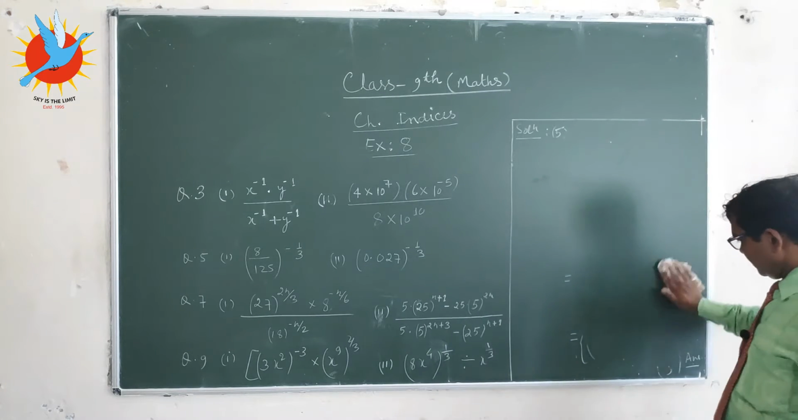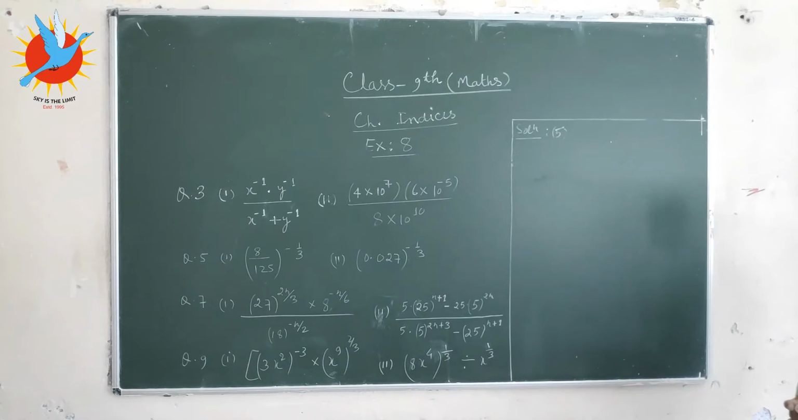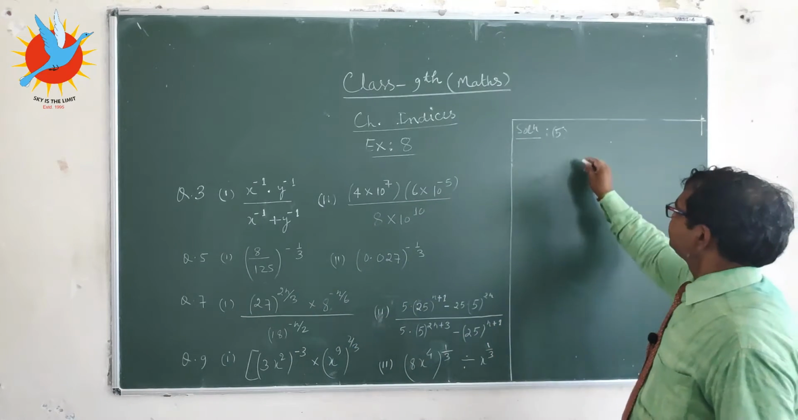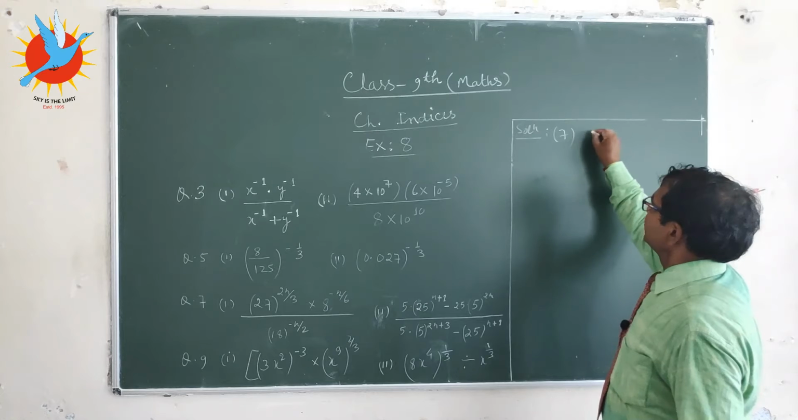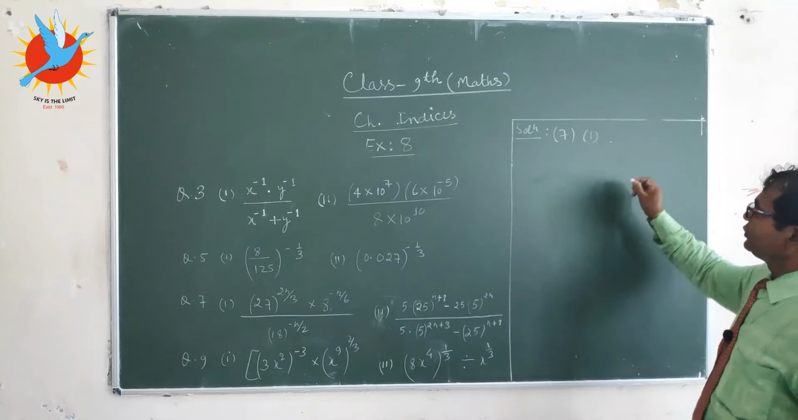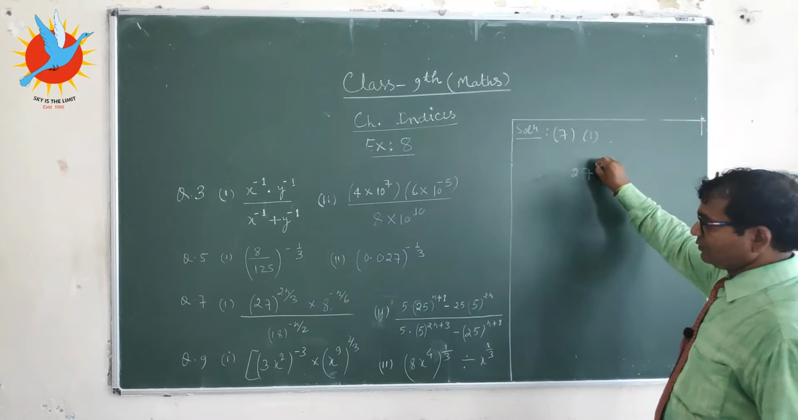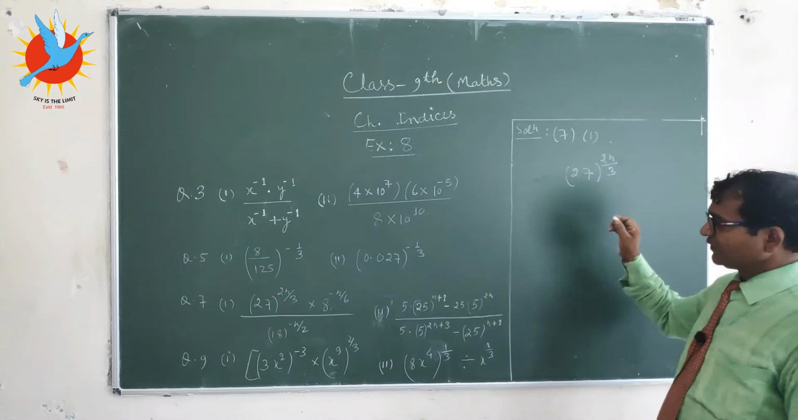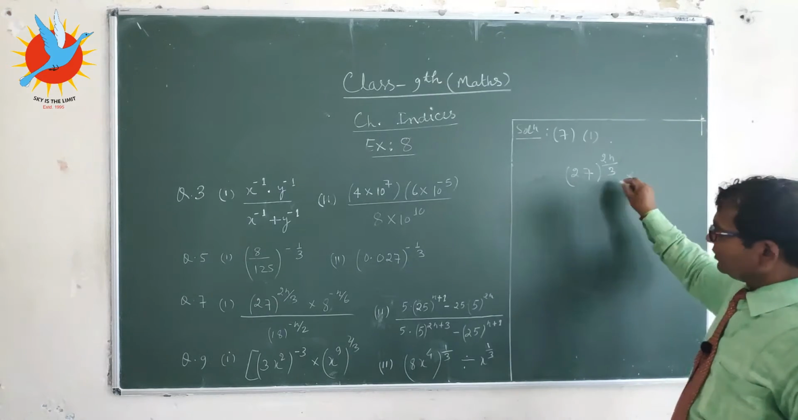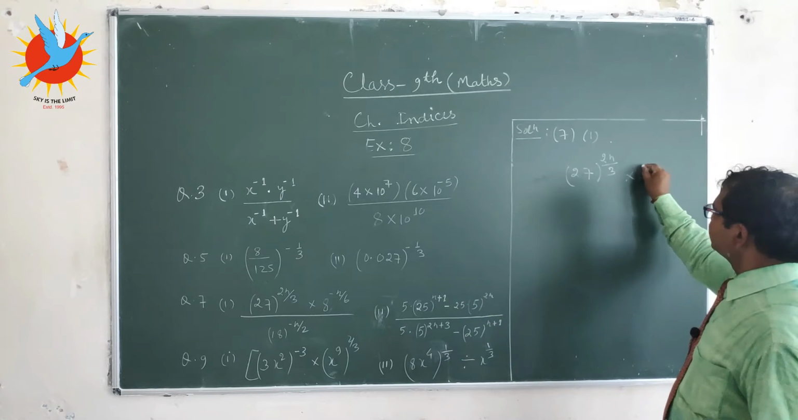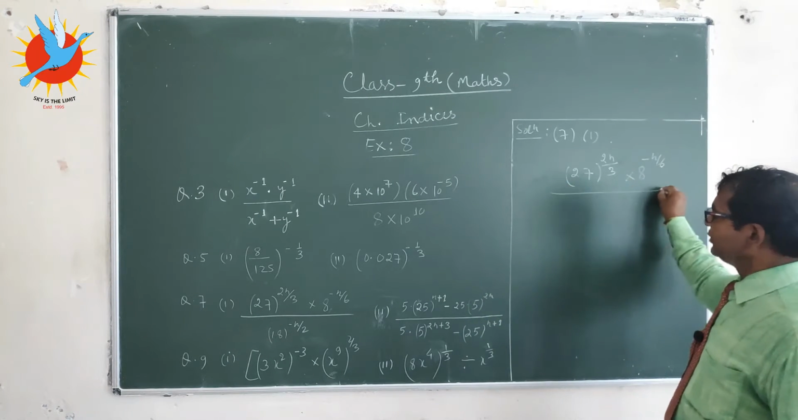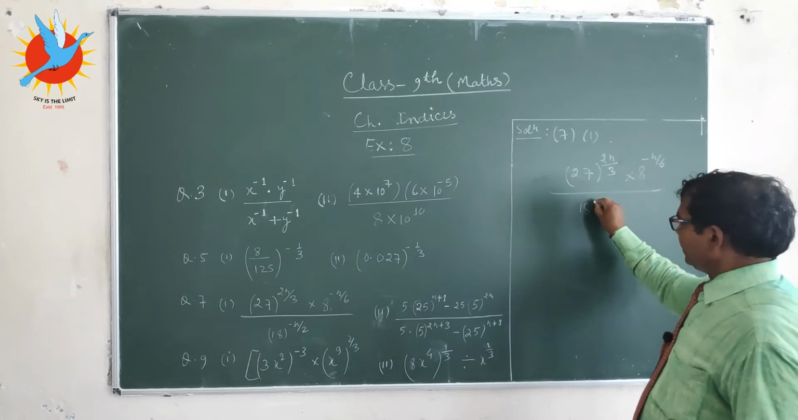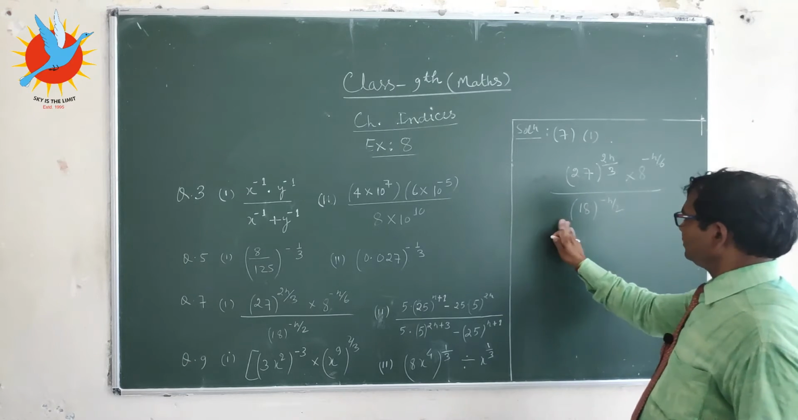Now student, let us move further and we will do question number 7. First part is question number 7. First part is 27 to the power 2n by 3 into 8 to the power minus n by 6 over 18 to the power minus n by 2.